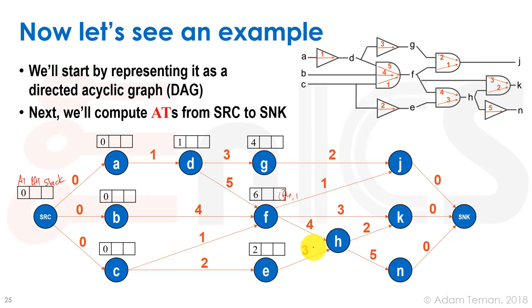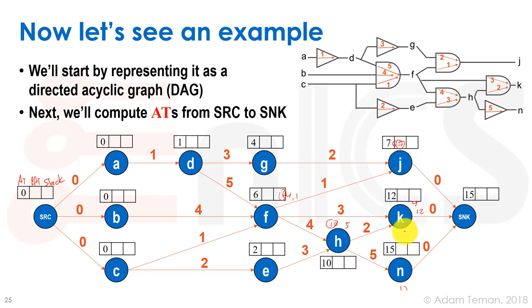Now we can look at H. H again has 2 inputs, so it would be 6 plus 4, that's 10, and 2 plus 3, that's 5, and our arrival time will be 10. Now we can go to J. J is 4 plus 2, that's 6, and 6 plus 1, that's 7, so our arrival time will be 7. K, we take 6 plus 3, that's 9, and we take 10 plus 2, that's 12, and we'll get 12. And N is just 10 plus 5, so it's 15 over here, right? And now we look at the sink. Sink is just the worst case of all three of these. So it will be 15 plus 0 or 12 plus 0 or 7 plus 0. And obviously, the worst case arrival time then is 15.